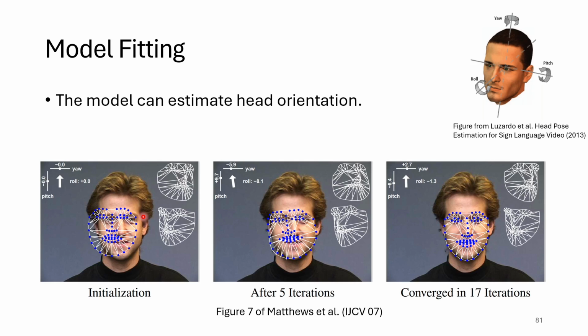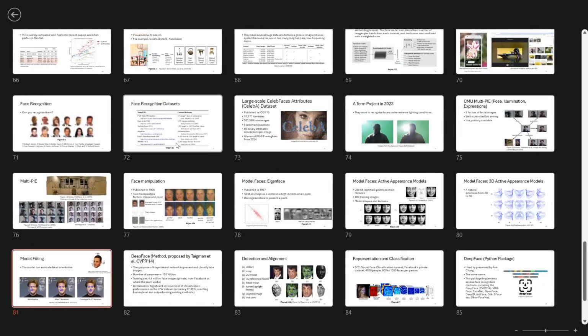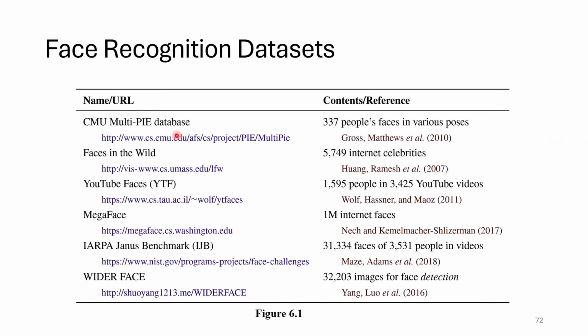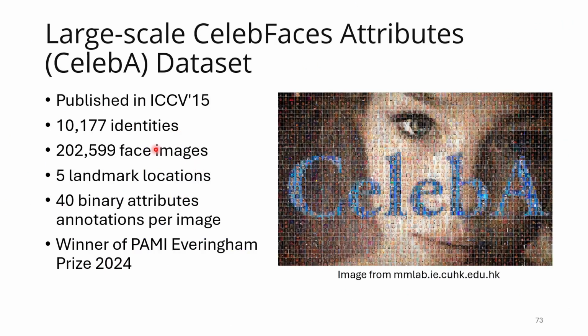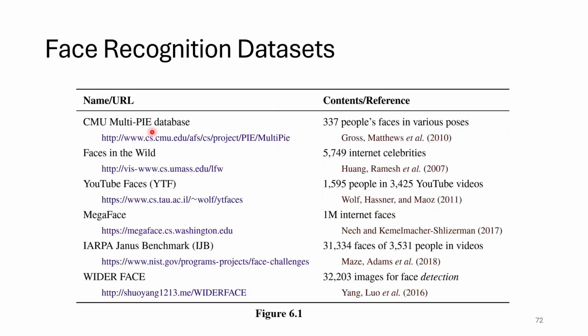Oh, by the way, I want to talk about this. As you can see, there are many datasets. And why is CelebA so important? Because it is free. Everybody can download it for free. However, CMU Multi-PIE is not free. If you want to get the dataset, you need to pay for it. I don't know how much it costs.